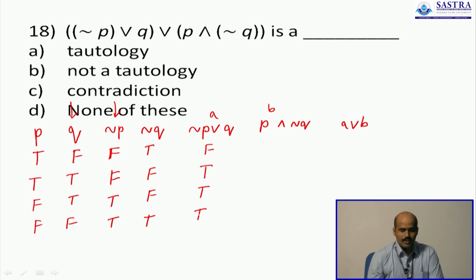And a conjunction between columns 1 and 4. True and true is true. False everywhere else. Now a disjunction between these two. False or true is true. True or false is true. True again and true again.